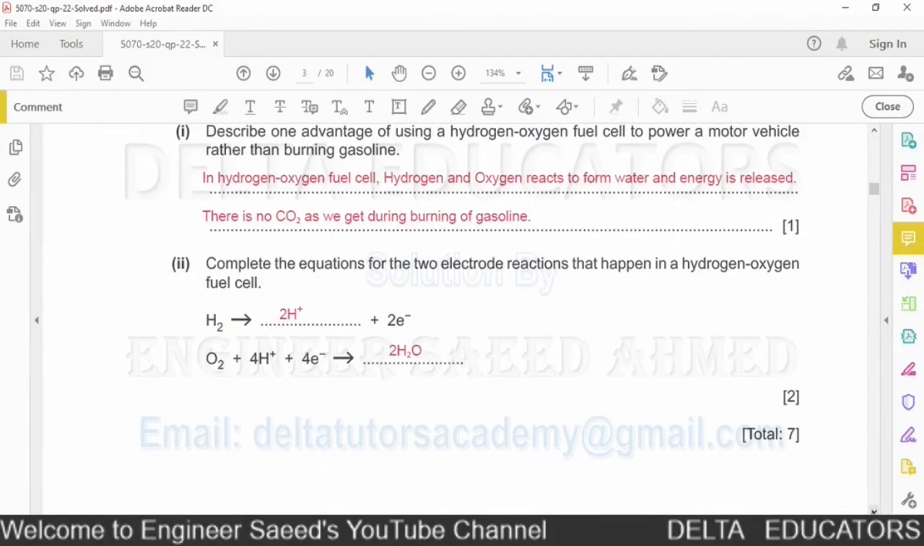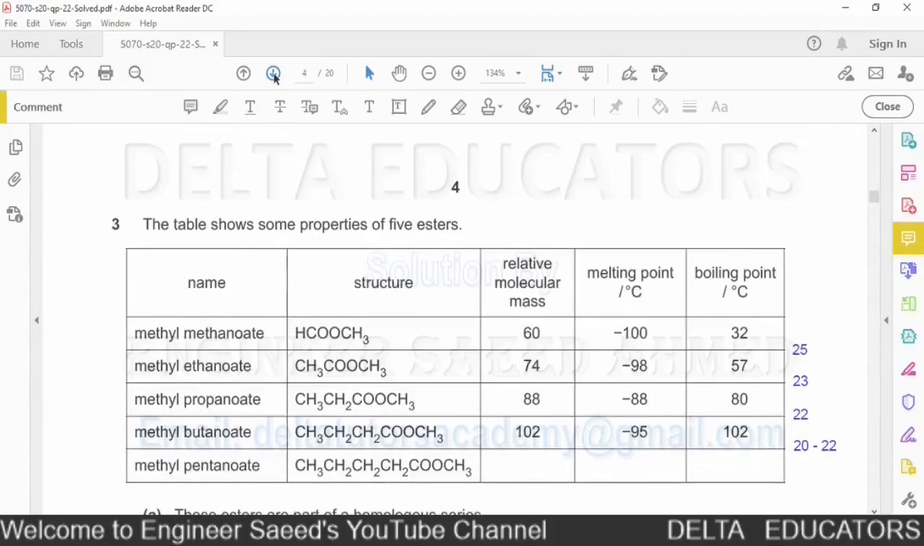Next part, complete the equation for the two electrode reactions that happen in a hydrogen-oxygen fuel cell. At the anode, hydrogen gas will lose 2 electrons and it will be converted to hydrogen ions, whereas at the cathode, oxygen and hydrogen ions will accept 4 electrons and be converted to water molecules. Now question number 2 is completed. We will move to the next question.